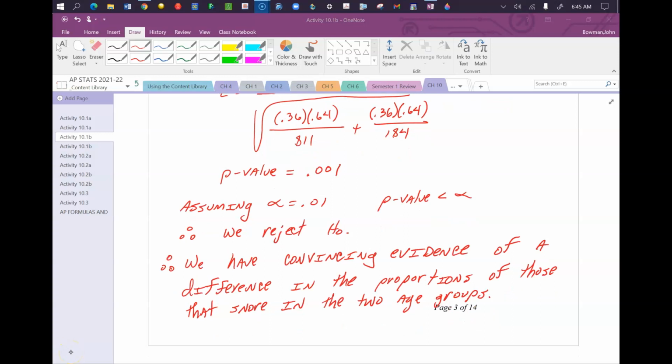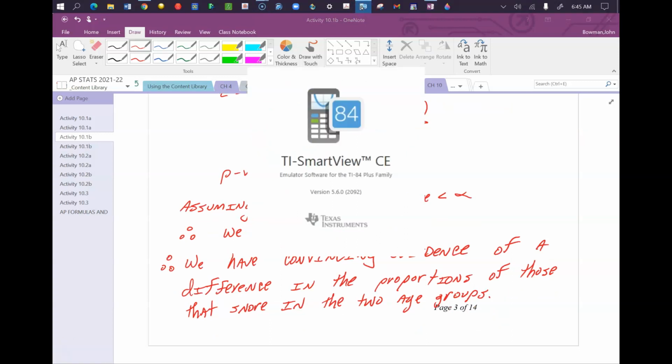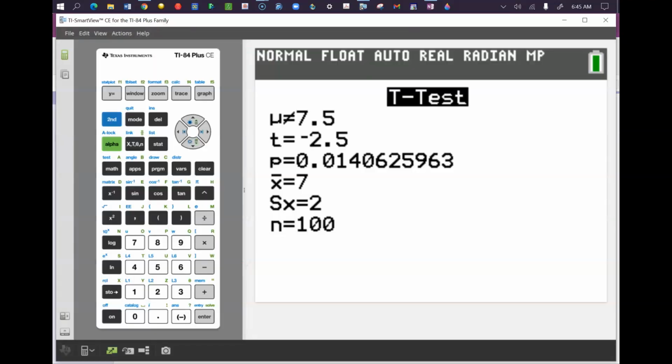So the last thing I'd like to do is show you how to do this calculation on your calculator. Obviously you need to state the null and the alternative and check all the conditions, define your parameter, show your calculations, calculate a p-value, and interpret the conclusion in context. But I would highly recommend that you know how to do this on your calculator.